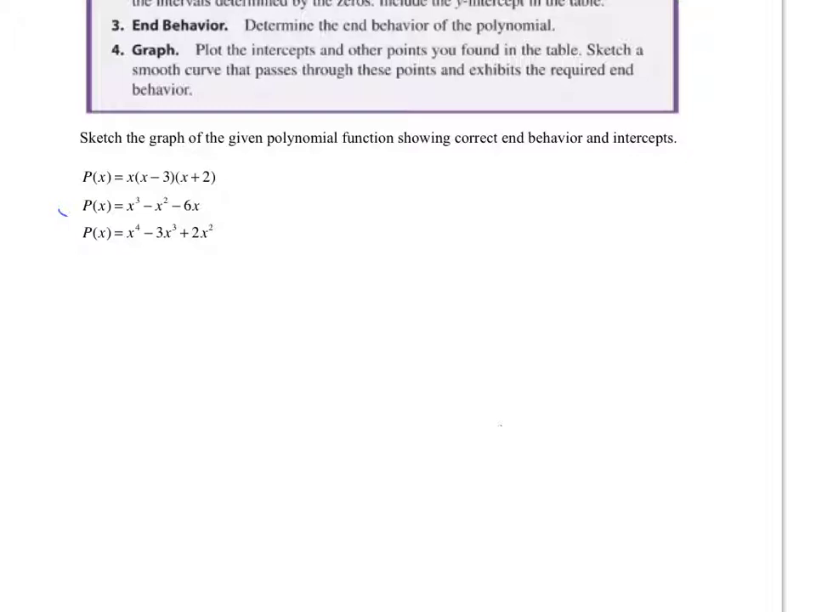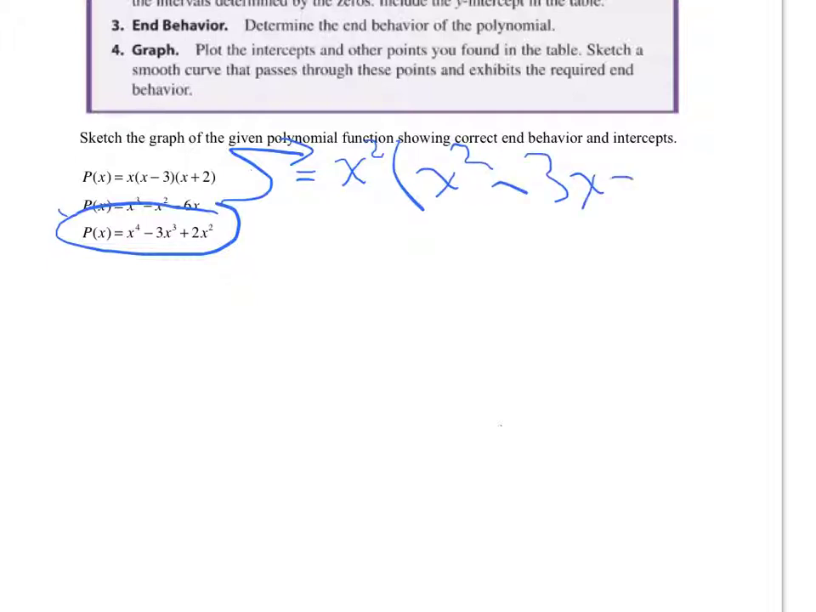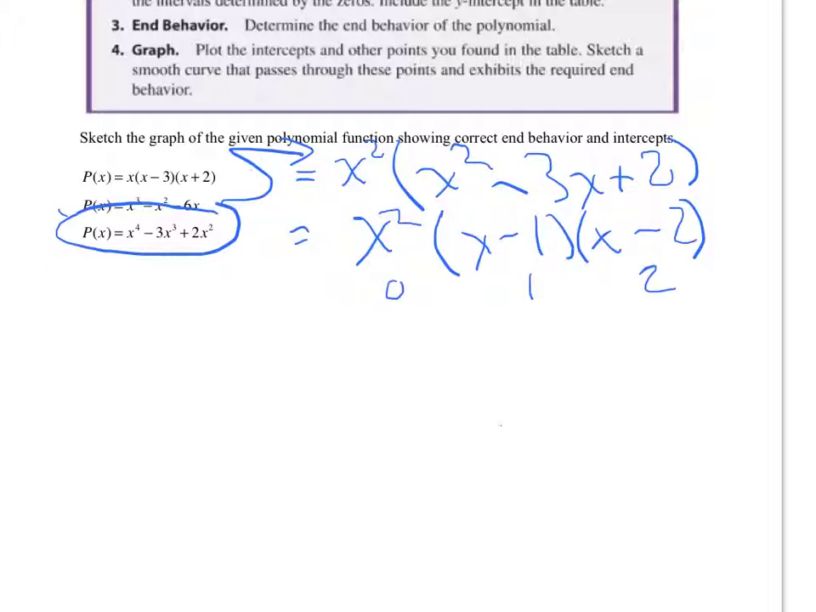The next one is similar. There's a common factor of x squared. So we have equals x squared times x squared minus 3x plus 2, which can be further factored as x squared times x. Let's see. Both minuses, a 1 and a 2. And so the zeros are 0, 1, and 2.